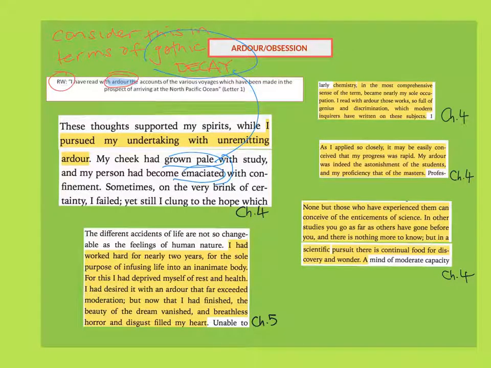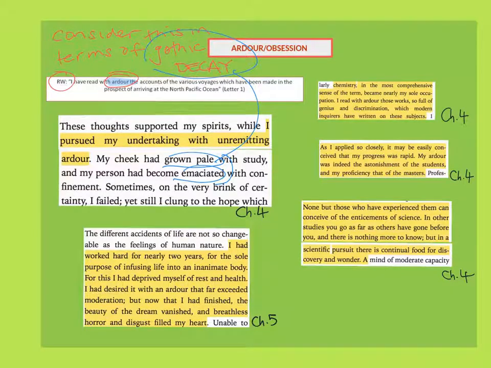Then we come around to chapter 4 again here. "In the most comprehensive sense of the term, became nearly my sole occupation." More stuff on that monomania there. "I read with ardour those works, so full of genius and discrimination." So unhealthy pursuit of learning, moving around again. "His progress was rapid." He notes, "my ardour was indeed the astonishment of students, and my proficiency that of the masters."